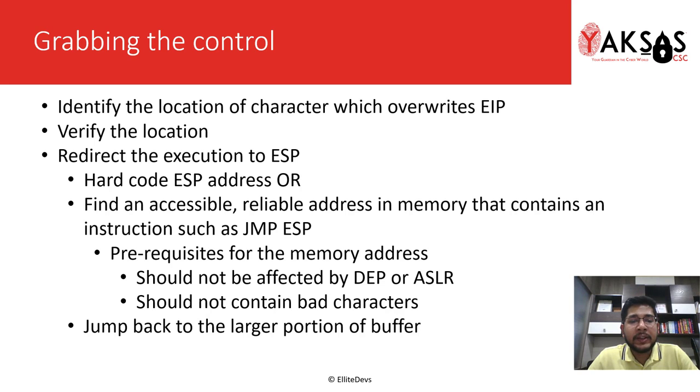We can either hard code the ESP address or we can find an accessible, reliable memory address that contains an instruction such as jump ESP. Now we have two prerequisites for such a memory address: it should not be affected by data execution prevention or DEP, or address space layout randomization or ASLR, and also it should not contain bad characters. So finally, we will be doing a jump back to the larger portion of the buffer to escape from the limited buffer space that we saw earlier. So let's move to the lab now.